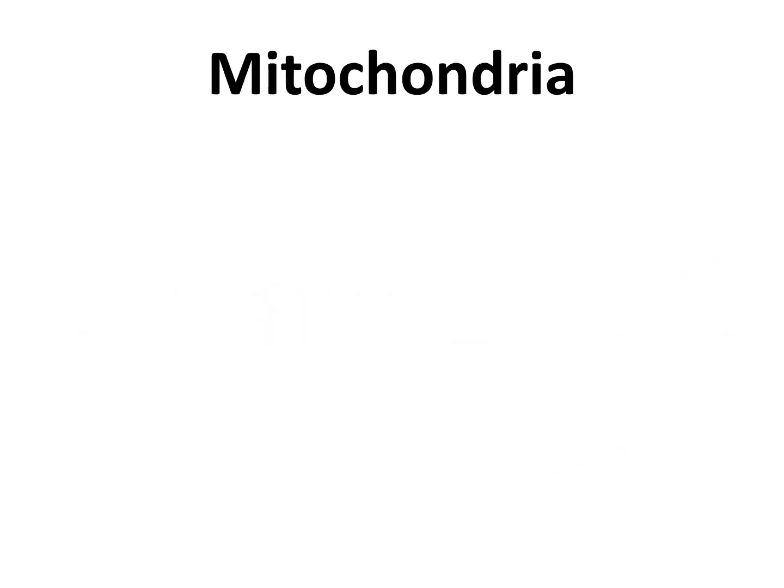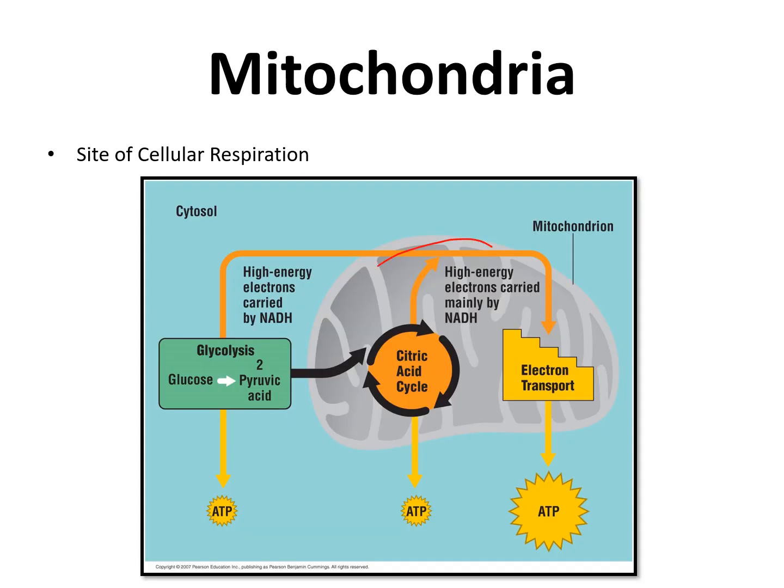In a eukaryotic cell, cellular respiration occurs in the mitochondria. So that is the organelle which is the site of cellular respiration. And this is a diagram of the mitochondria.